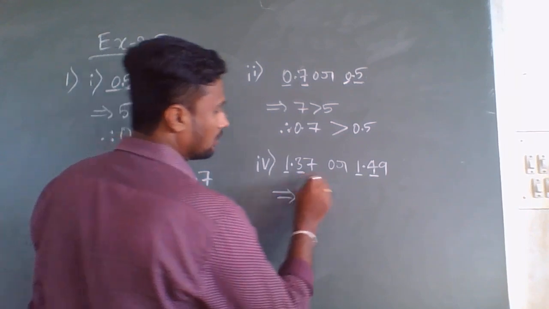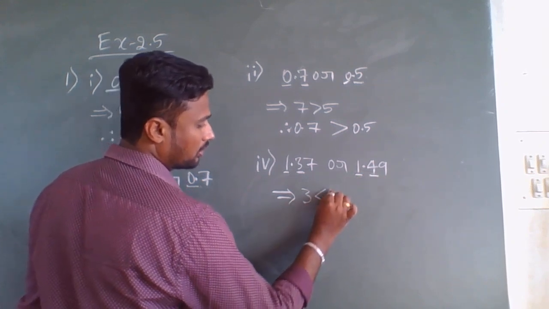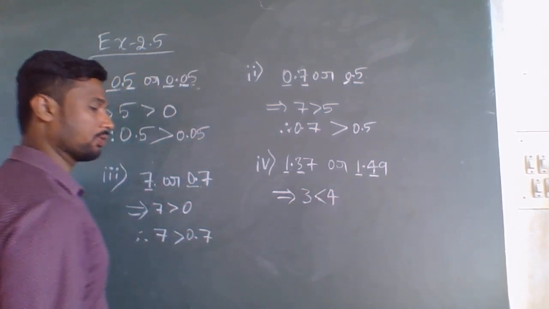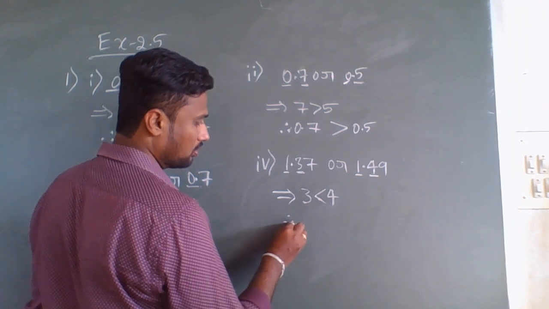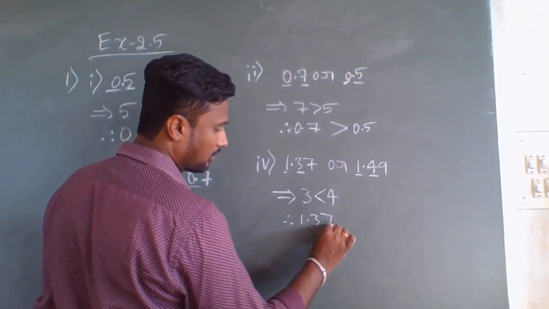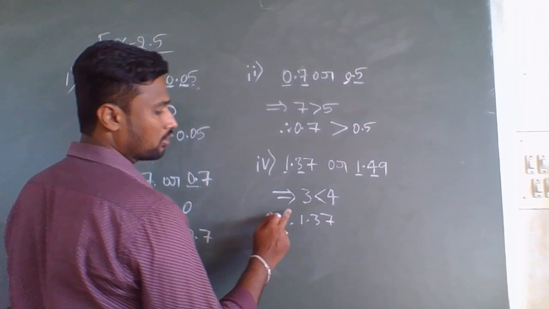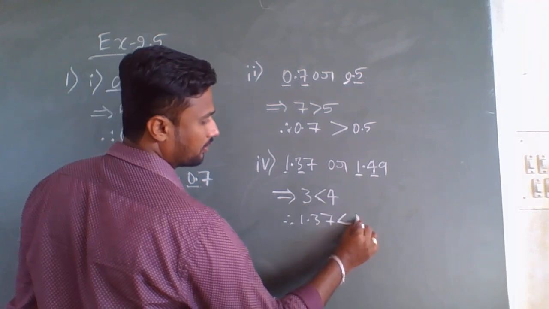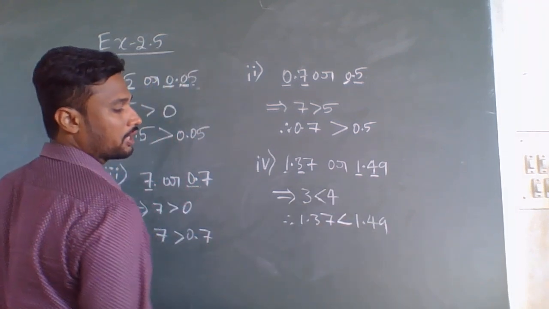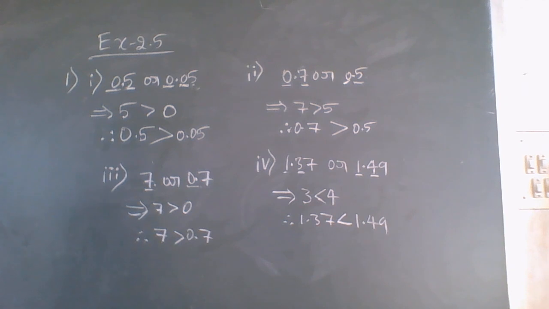Okay, here this 4 is greater than 3, therefore we can write 4 is greater than 3 or 3 is less than 4. Okay, so now therefore this 1.37, where 3 is there, here this 4 is here. So now we got to know that this 1.37 is less than 1.49, or you can read it as 1.49 is greater than 1.37. Okay, so this is how to compare two decimal numbers.